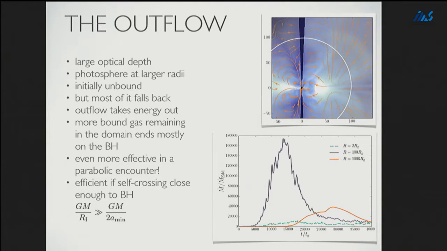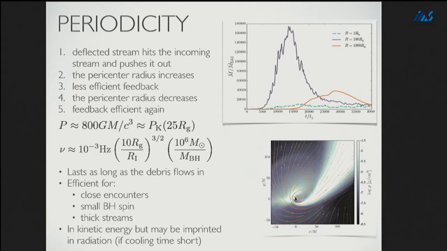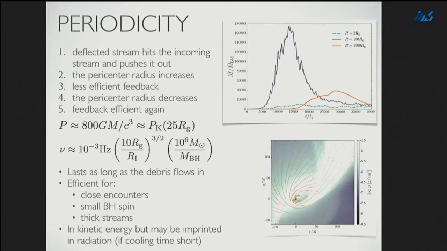Okay. So where does this periodicity come from? It comes from the following fact. We can easily imagine the following feedback loop. We have an accretion flow, a stream which is deflected. It hits the debris from more or less the same side, from the other side, but it contributes more to the angular momentum of that. It increases a bit the angular momentum of the incoming debris, which means that the pericenter radius moves slightly out.